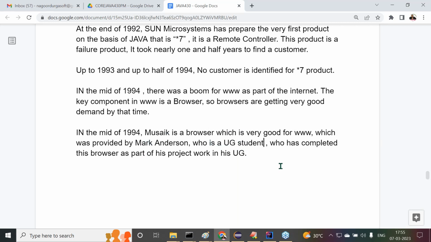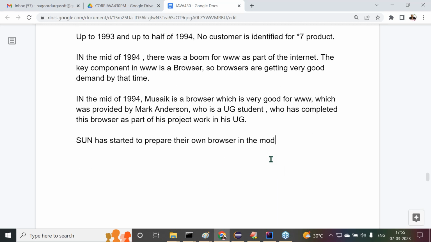All right, sir. Fine. This is completed here now. So by seeing all these things, Sun Microsystems thought: our first product on Java is a failure product. Then why don't we prepare our own browser? Browsers are getting some demand outside. Why don't we prepare our own browser by using Java? Then immediately, Sun started to prepare their own browser in the mid of 1994.